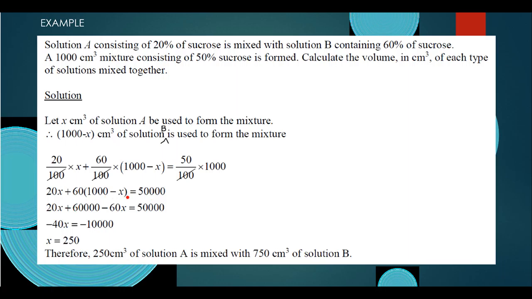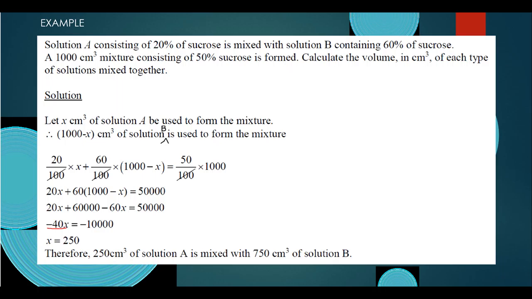Now I seek to expand this bracket, so 60 times 1000 gives you 60,000 minus 60 times x, that will give you 60x, which equals 50,000. So 20x minus 60x will give me minus 40x. And then I minus 60,000 on both sides, minus 60,000, this will be 0, minus 60,000, that will be minus 10,000 on the right hand side. Now how do I get rid of the minus 40? That's right, I divide by minus 40 on each side.